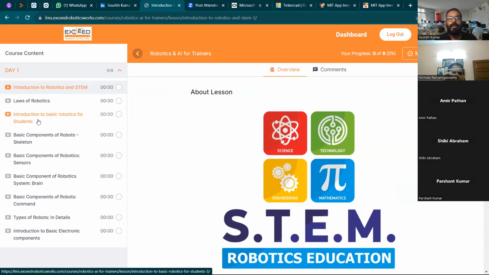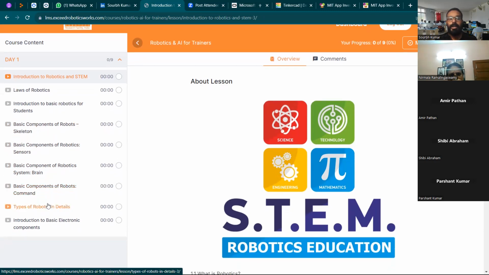We will also discuss an introduction to basic robotics for our students, because from a teacher's perspective, we have to know much more compared to our students. Then only can we deliver our content efficiently to them. And also we will discuss the basic components to build a robotic device, like the skeleton, sensor, and brain, as well as the command. At the end, we will discuss different types of robots used in industry and in many places around. And also, we will have a proper introduction to basic electronic components.